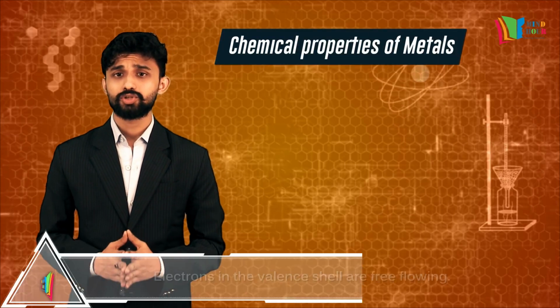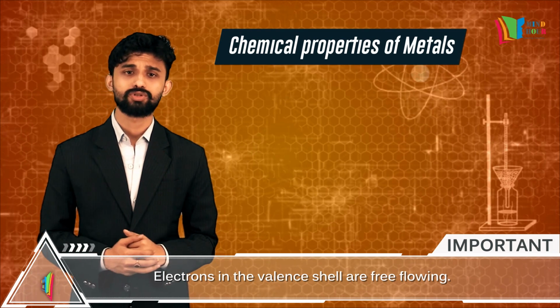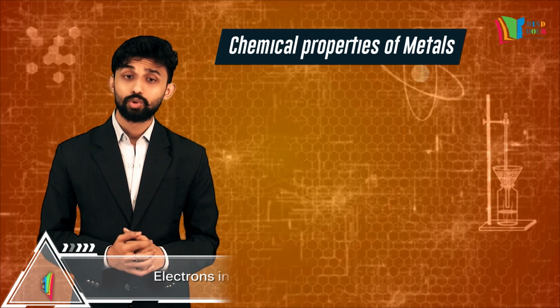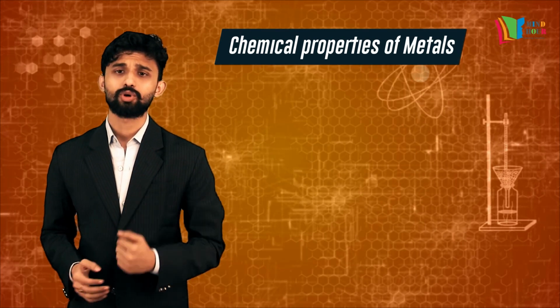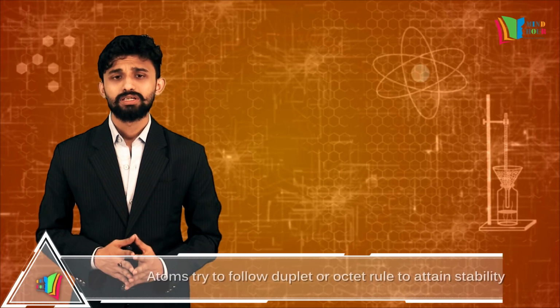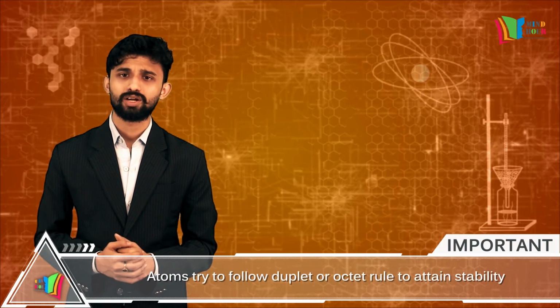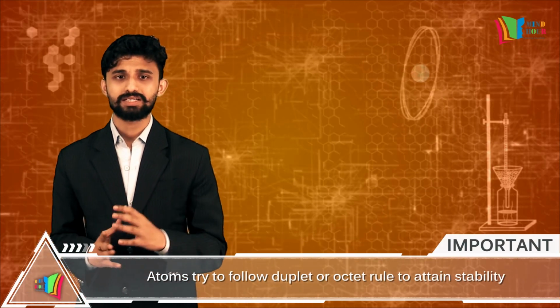In general, metals possess 1 to 3 electrons in their valence shell. Sodium and copper have only 1 electron in their valence shell. Zinc and magnesium have 2 electrons in their valence shell. Generally, metals tend to lose electrons from their valence shell and form cations in order to get stability. Sodium loses 1 electron to get the nearest noble gas configuration.